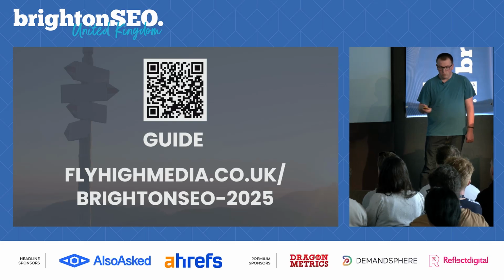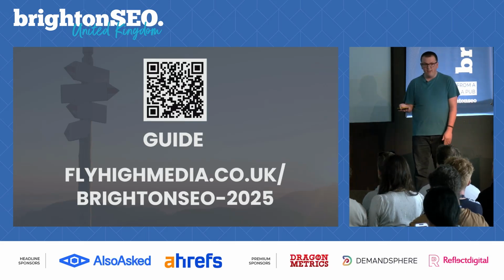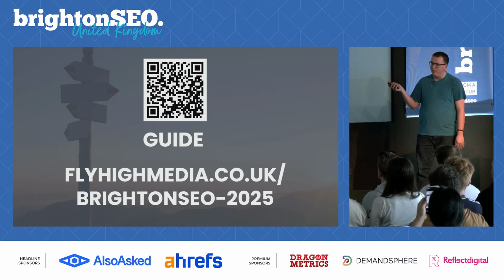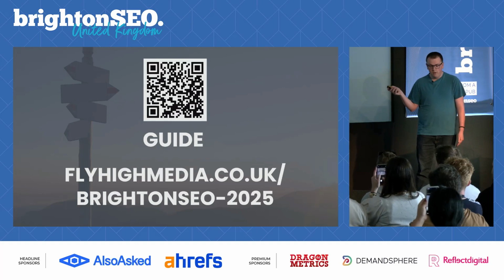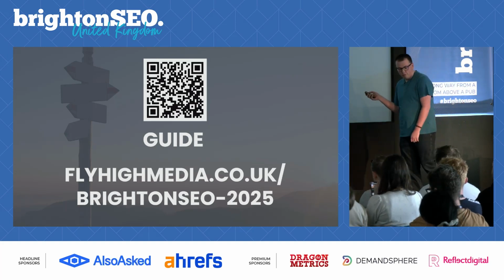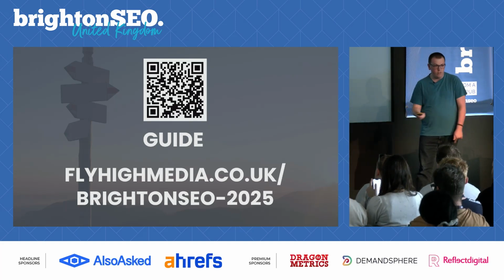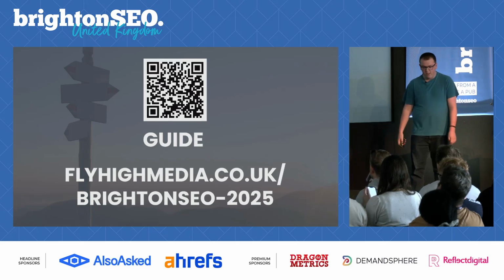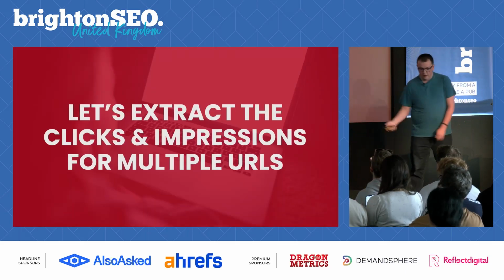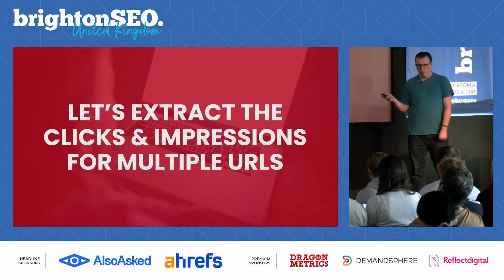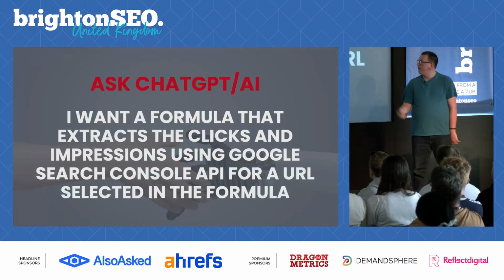So I'm not going to go into how you actually get the APIs. I have put together a guide. There is a link to this later on in the talk, where there's a link to the slides and also this guide as well, for you to access it later. So let's extract the clicks and impressions for multiple URLs. That's what we're going to look at today.